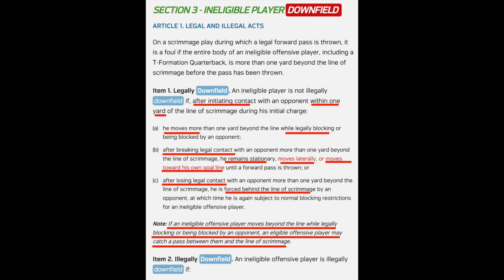If an ineligible offensive player moves beyond the line while legally blocking or being blocked by an opponent, an eligible offensive player may catch a pass between them and the line of scrimmage. So that's kind of where I got the idea of a screen play.